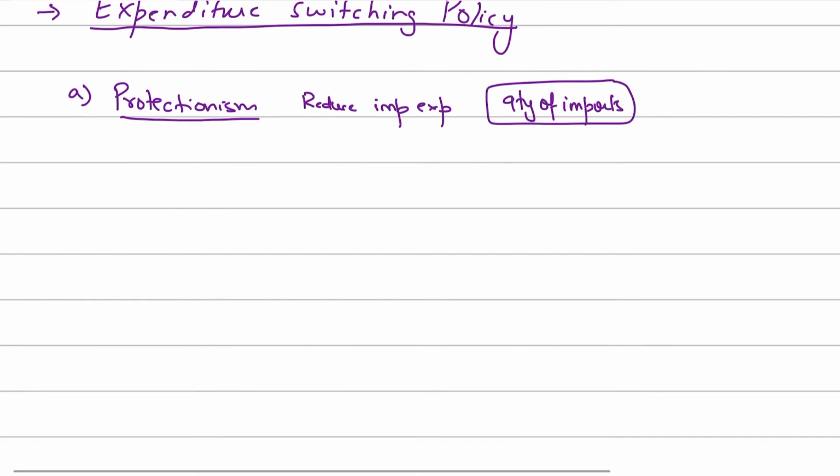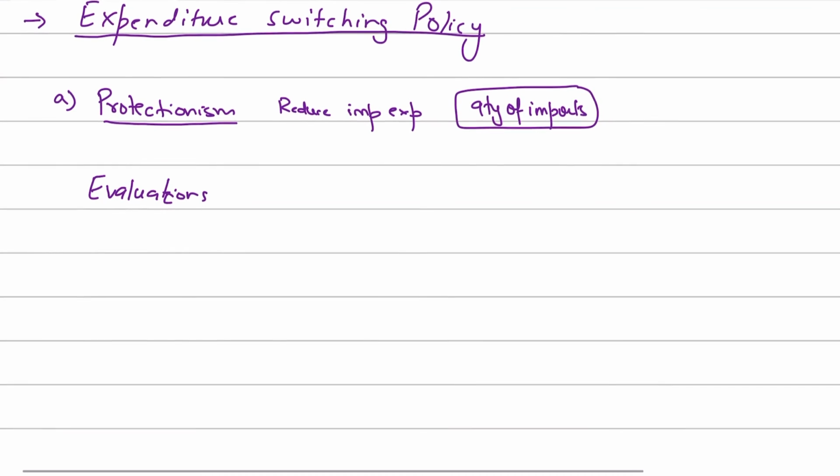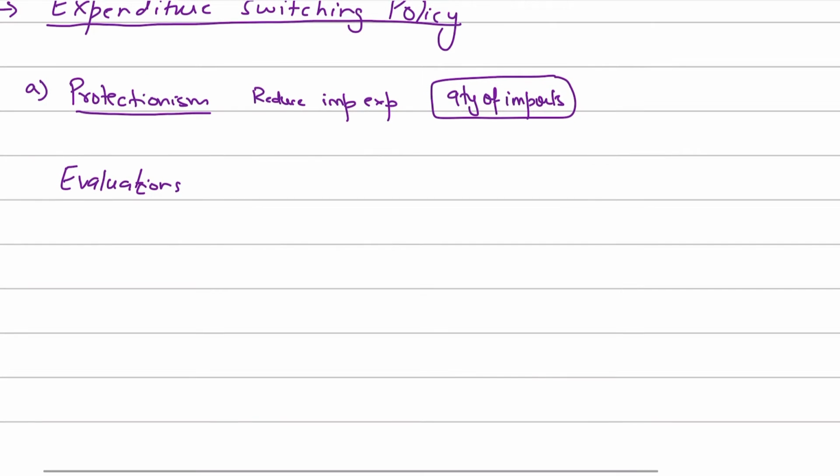So that is what protectionism is, and then let's study the evaluations. What is going to happen if the government pursues an expenditure switching policy to reduce your current account deficits? So first of all, you could write about the fact that there would be strong retaliation from the trading partners. The point is that at times these protectionism measures are not actually considered well by our trading partners, right?